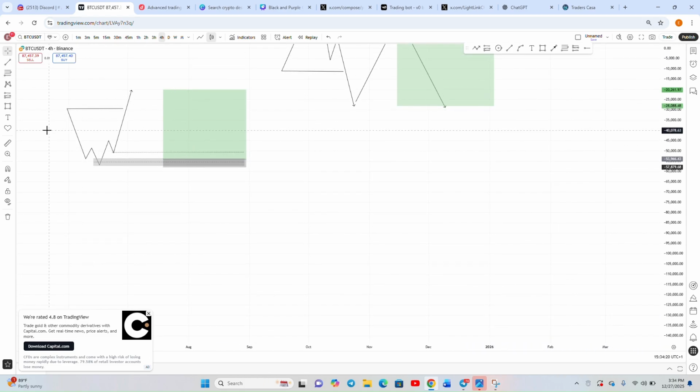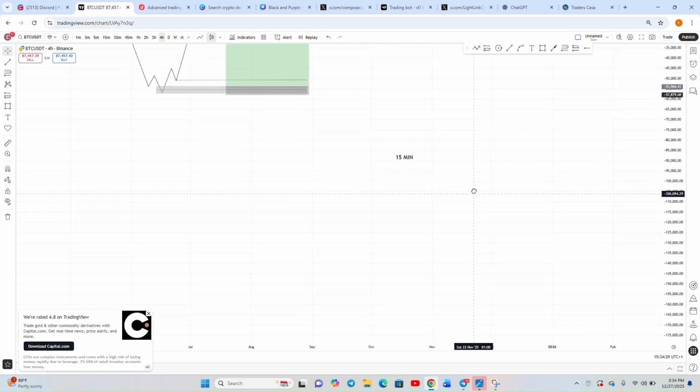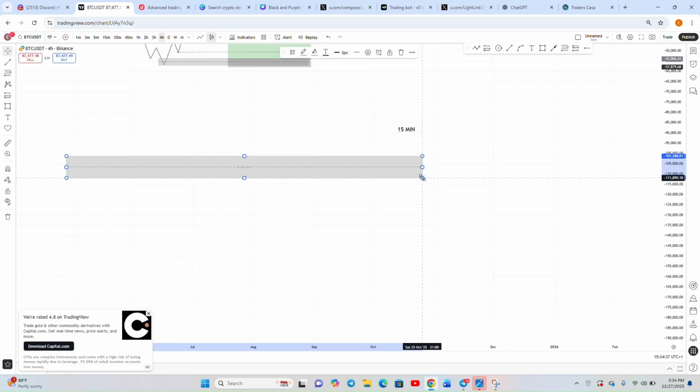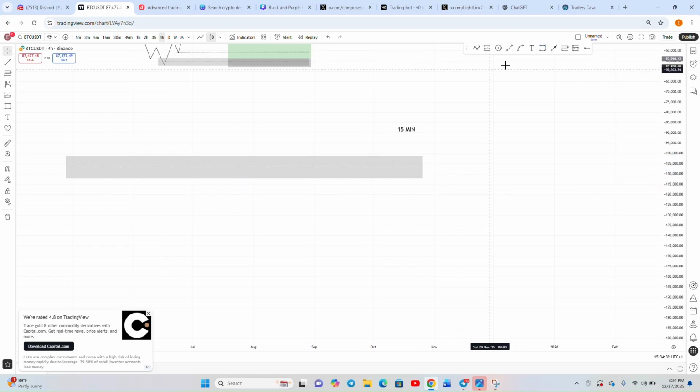So now moving on to the 15 minutes. Now in the 15 minutes, this is our bearish scenario. This is our point of interest for our order block. Now, when price is retracing back to this point of interest, it's going to be in a series of highs and lows, highs and lows, highs and lows.